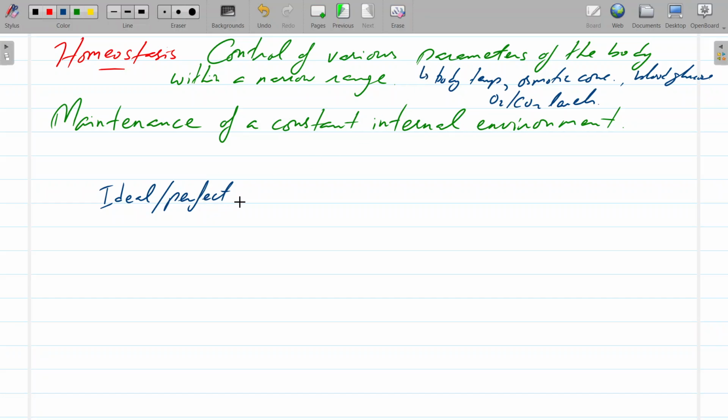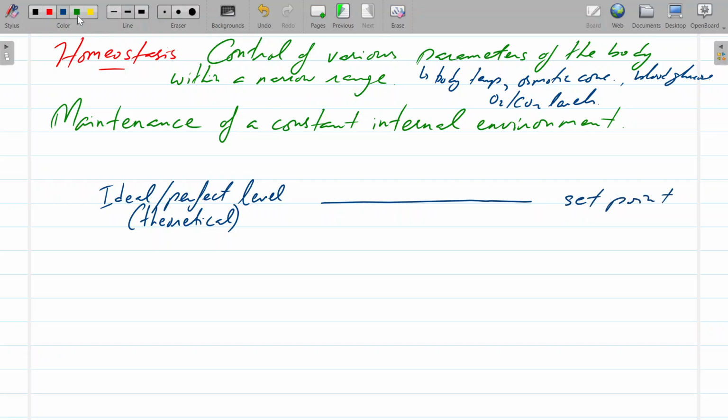So there is the ideal or perfect level, and this is mostly theoretical because these parameters do not stay at this ideal or perfect level. So this level, marking it out with blue, is called the set point.